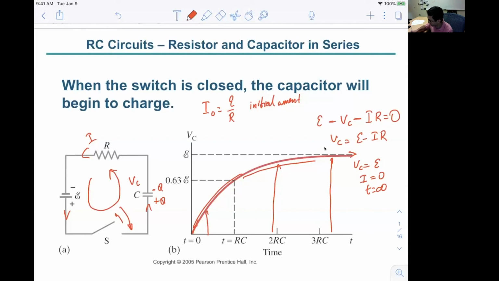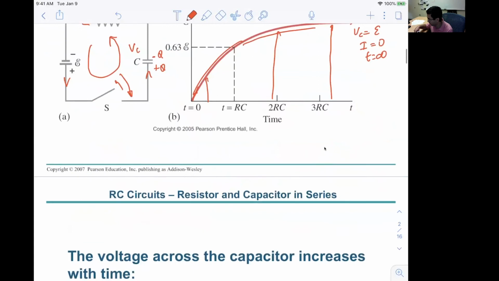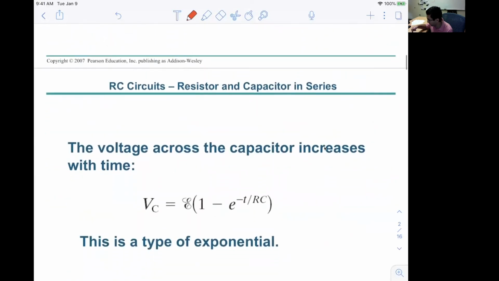So this is the potential on the capacitor. And if you try to calculate the potential on the capacitance, using some calculus, you can reach this equation. This is an exponential type of change. At the beginning, you have high speeds, but later on, as the capacitor is filled, you have slow change.